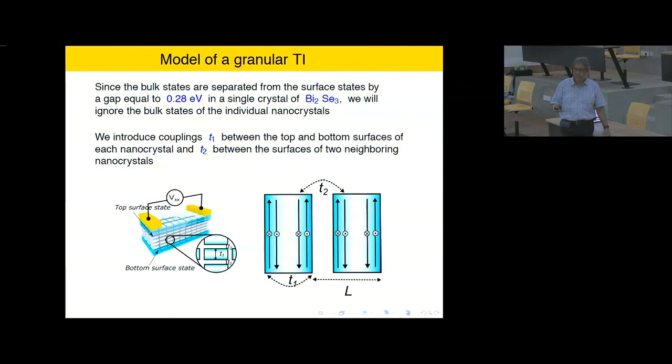The intergrain coupling. And then if we think of this as a regular array, with a unit cell size of, let's say, L, which is 2 to 3 nanometers. Okay, so that's our model. It just consists of surface states of the different grains coupled by T1 and T2.